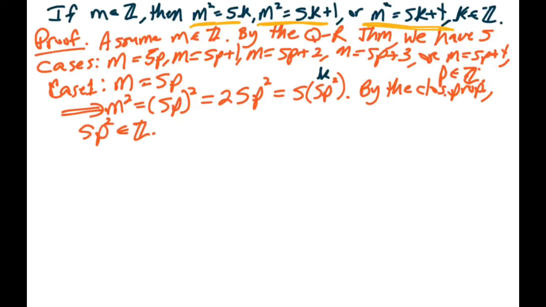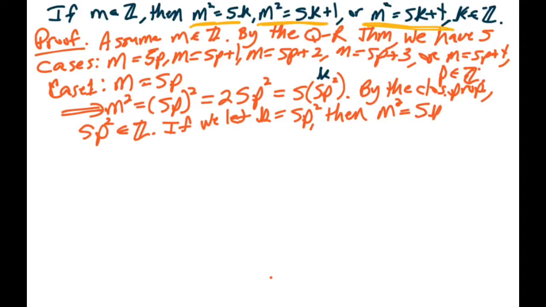And so if we just let k equal 5p squared here, then m squared is equal to 5k, where k is an integer. All right, so that takes care of the first one. The first one, we made it look like this first type that we have up here. So now we just move on to case number 2.